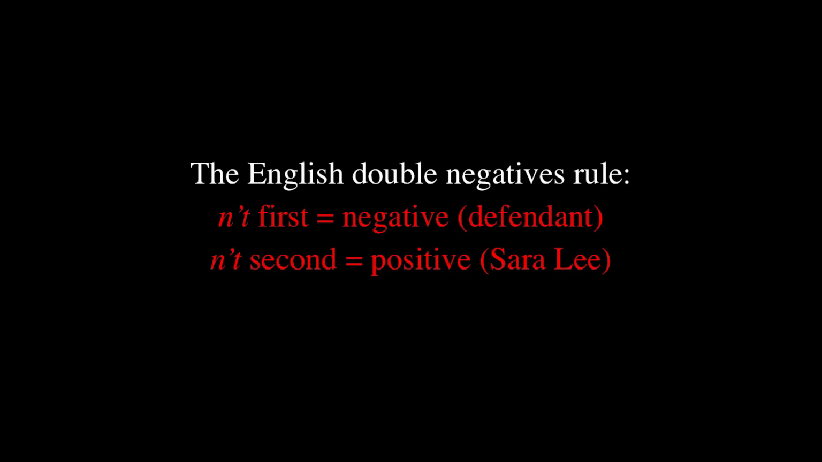So if we have this, we can now formulate this as a rule. Let's call it the English double negatives rule. If you have nt first, you get a negative meaning, like the defendant intended in his sentence in the courtroom. And if nt comes second, you get a positive meaning, like Sara Lee wanted you to buy their pastries.